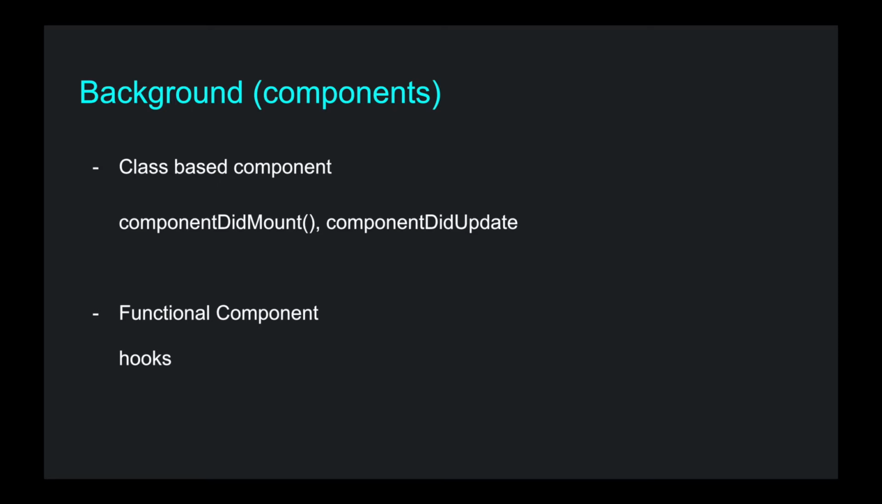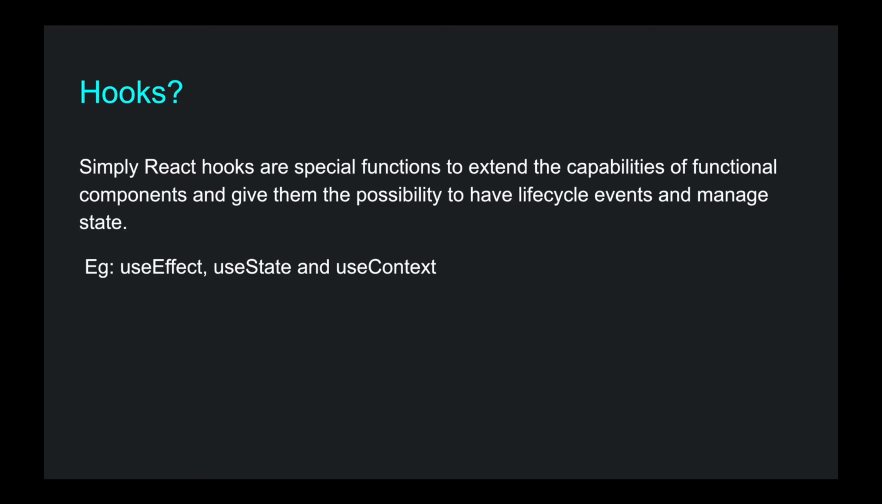Previously, functional components couldn't use their own state and didn't have any access to lifecycle methods. Now, with React hooks, we have access to state inside a functional component. React hooks simply are special functions that extend the capabilities of functional components and give them the possibility to have lifecycle events and manage state. Examples of the most common hooks are useEffect, useState, and useContext, to name just a few.